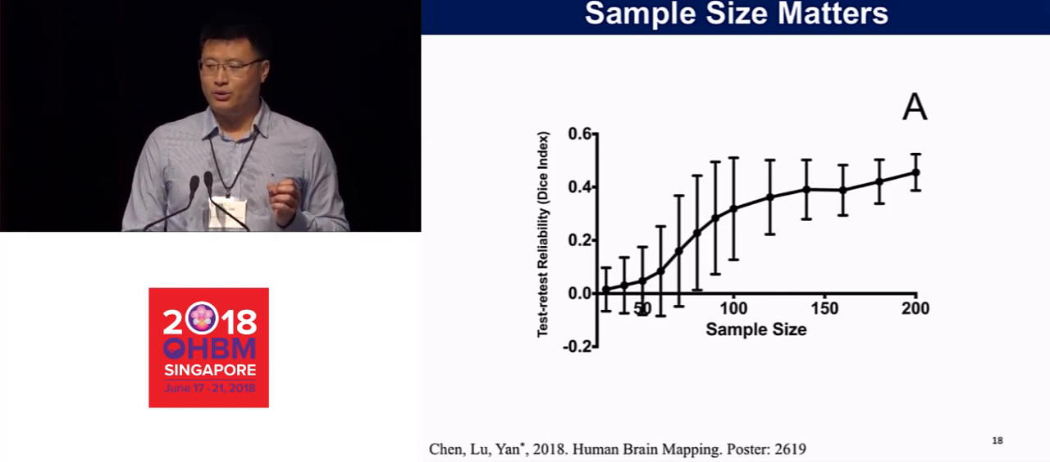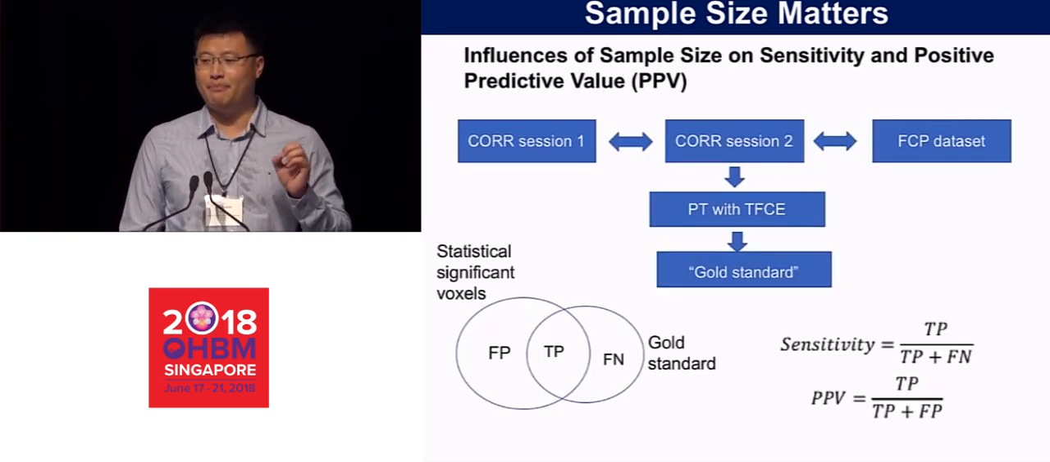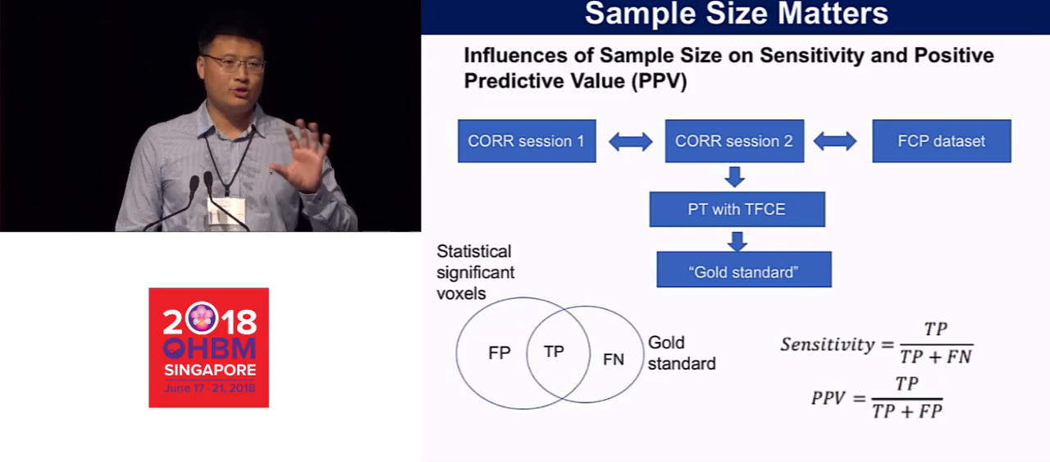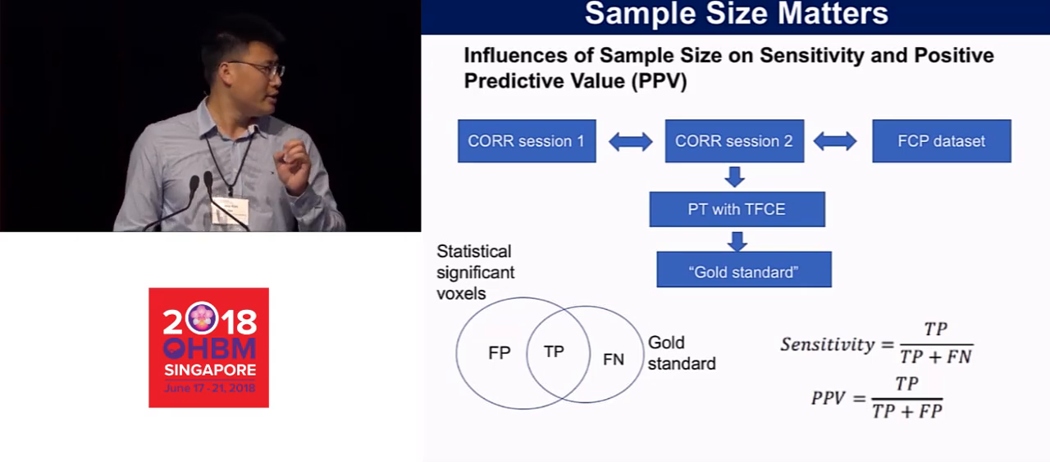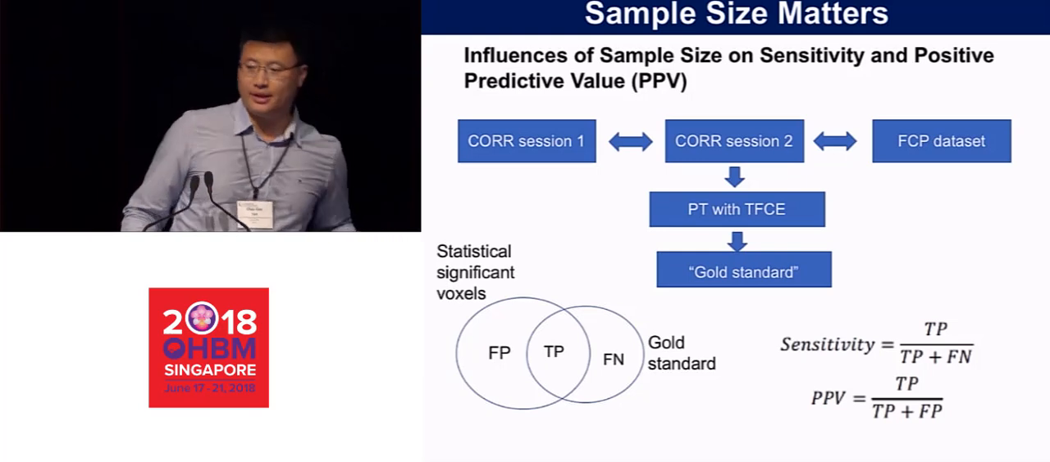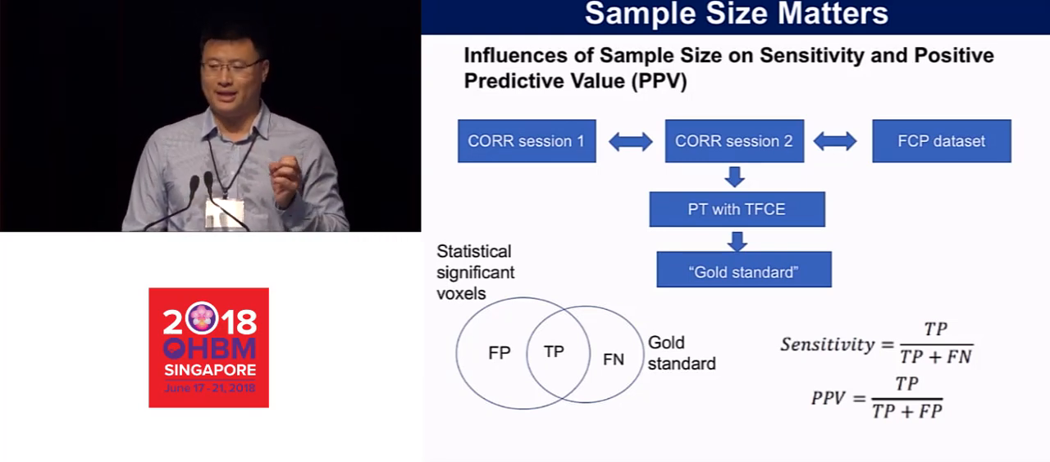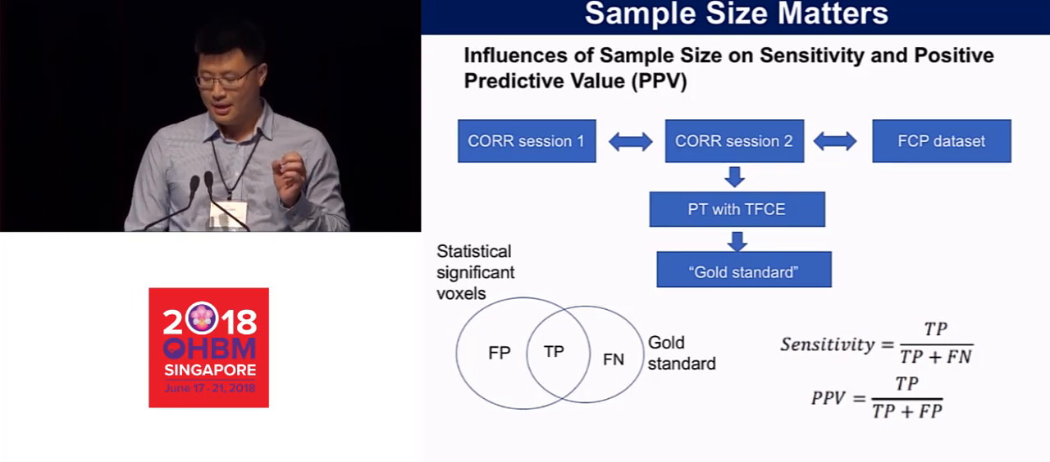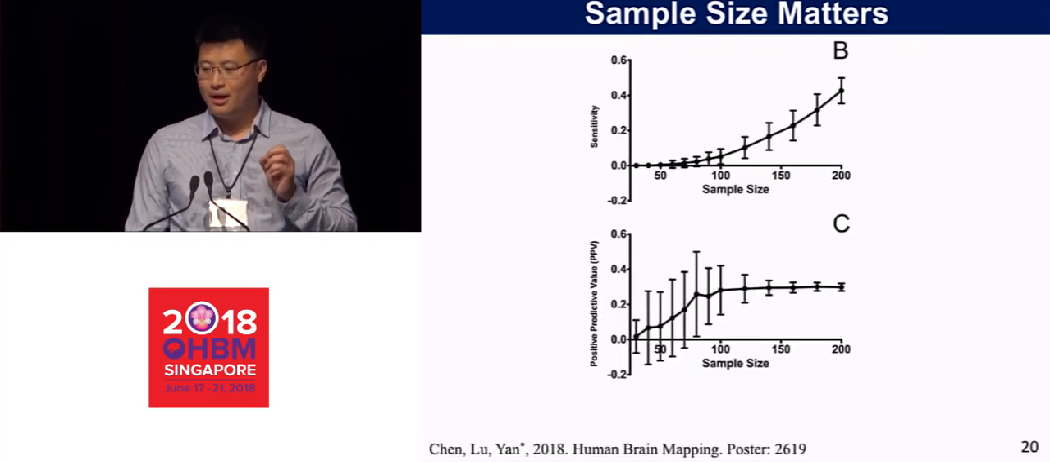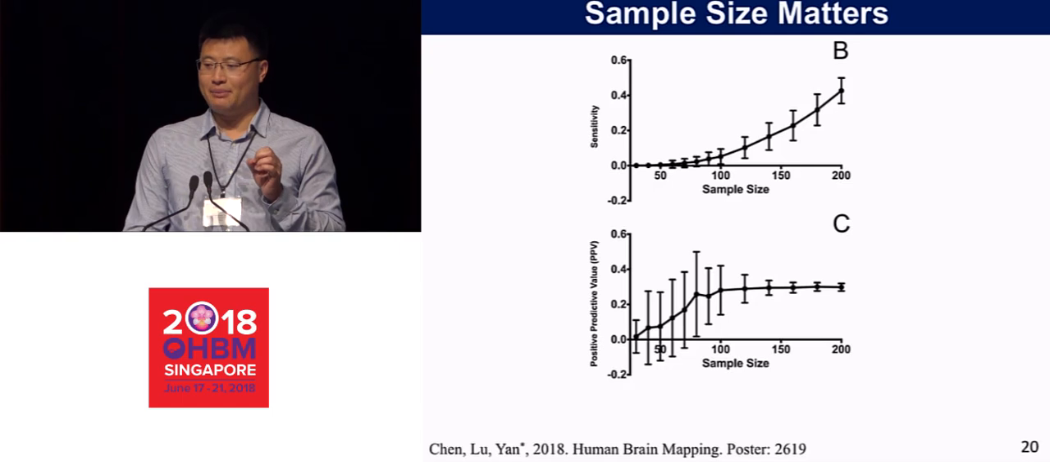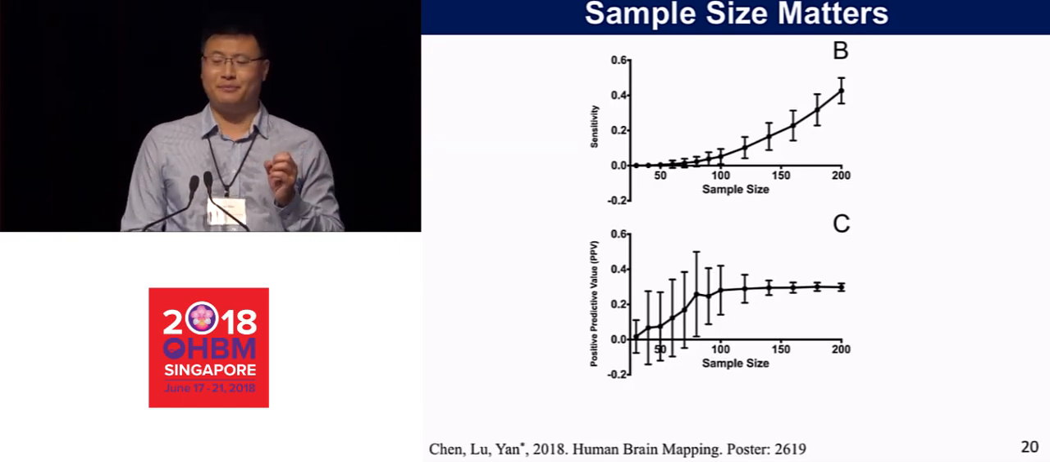And we also look at the sensitivity and the positive predictive value. So we have those voxels, they show significant differences for the call session 1, call session 2, and also in an FCP data set. So we use that as a gold standard. We can test the sensitivity. Okay, the sensitivity increases with the sample size and also the positive predictive value.